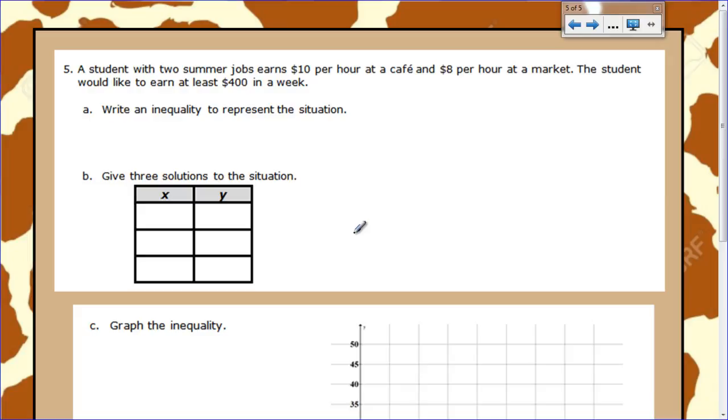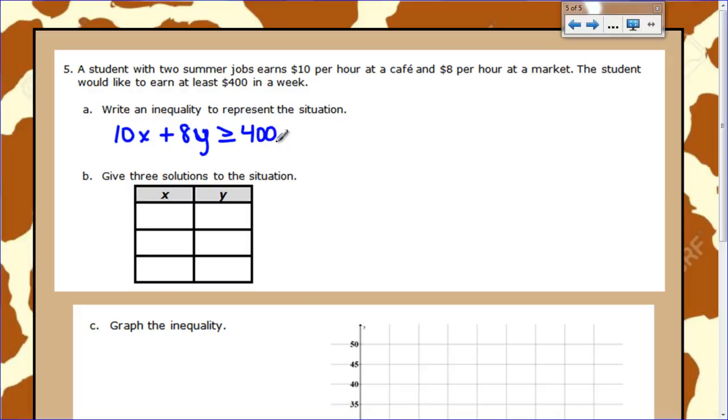So last question here. A student with 2 summer jobs earns $10 per hour at a cafe and $8 per hour at a market. The student would like to earn at least $400 in a week. So we want an inequality first. So we have $10 per hour at job 1 and $8 per hour at job 2. And we want to make more than, less than, or equal to $400 because that's what at least means.